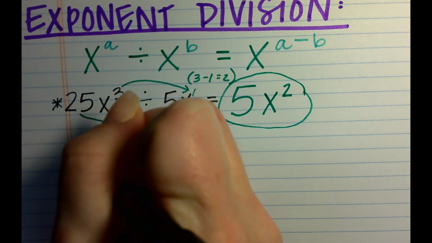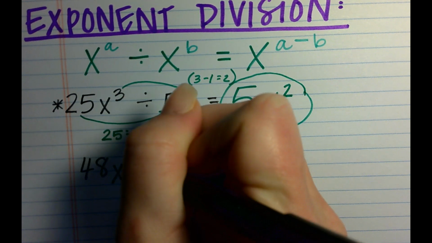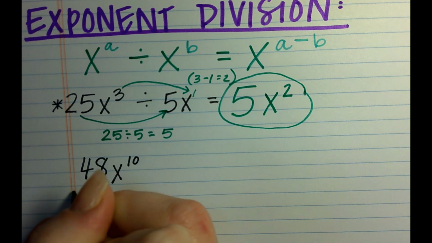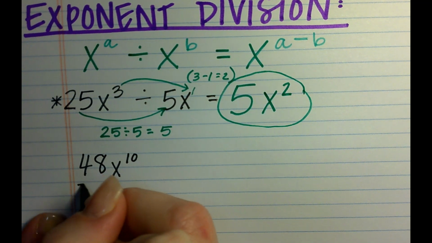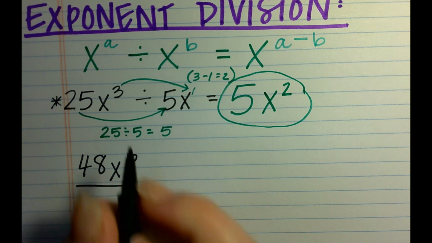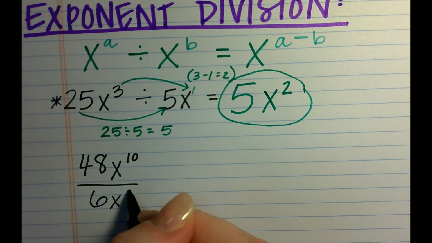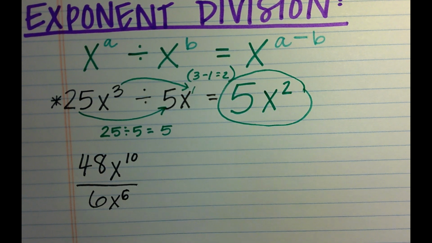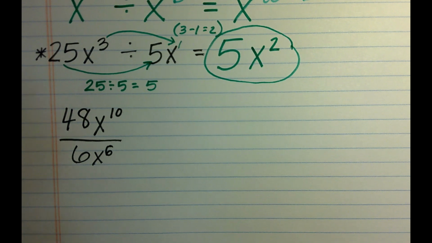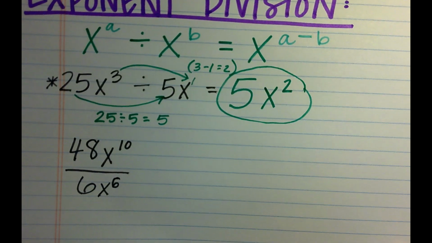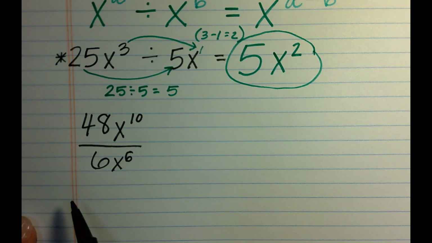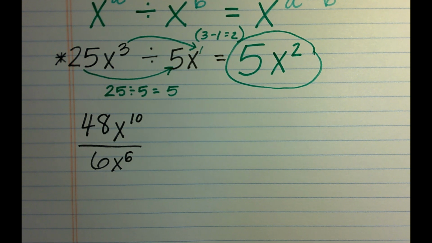How about 48x to the 10th power? And I'm going to write the problem differently this time. I'm going to write it as a fraction over 6x to the 6th. So, anytime you see numbers written as a fraction or terms written as a fraction, it's just a division problem, okay? All this is division. 48x to the 10th power divided by 6x to the 6th power.